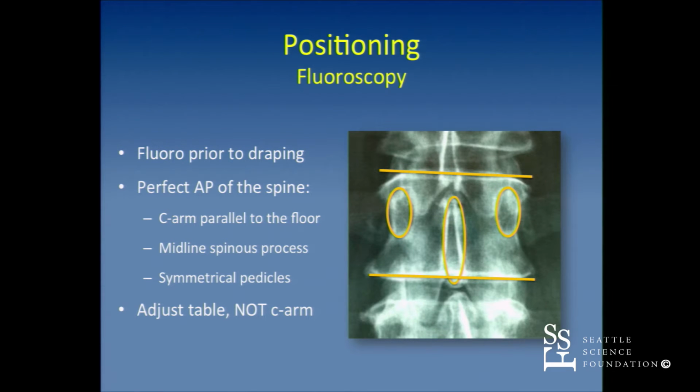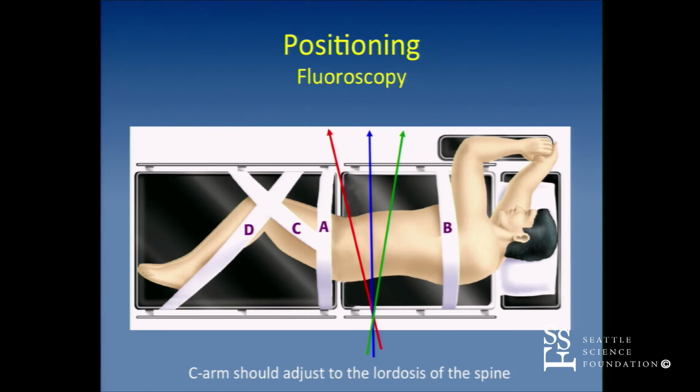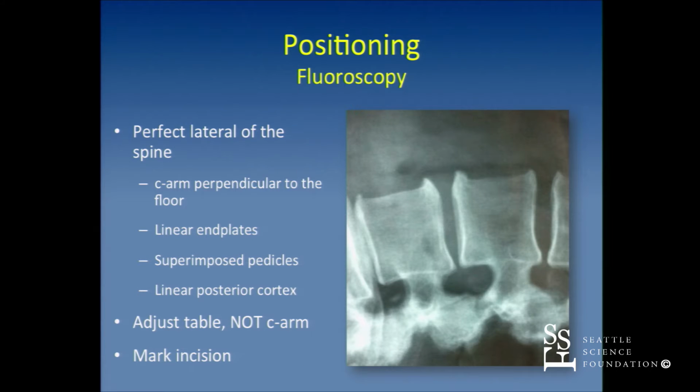To obtain the nice clean end plates, you'll have to adjust the C-arm to account for lordosis of the spine. Next, if you take the C-arm and now be 90 degrees, it will be a perfect lateral of the spine. As you see here, linear end plates as well as superimposed pedicles and linear posterior cortex. And again, you want to adjust the table and not the C-arm.